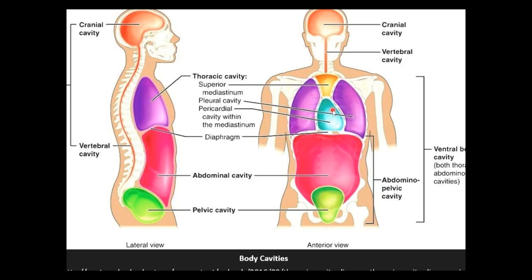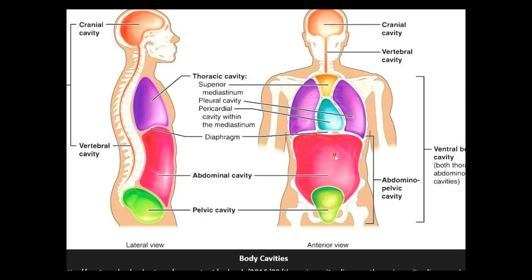The thoracic cavity is further subdivided into the mediastinum. This is where some of the major blood vessels run through, the esophagus, the trachea. On the right and left sides, we have the pleural cavities, which house the lungs. And then we have the pericardial cavity, which is where we find the heart in those people that have them.